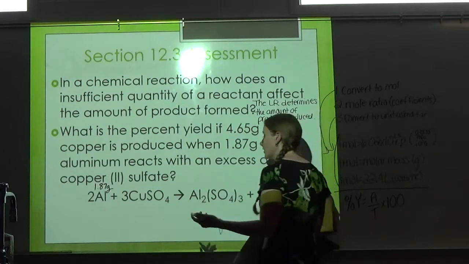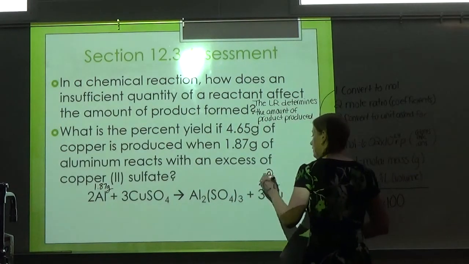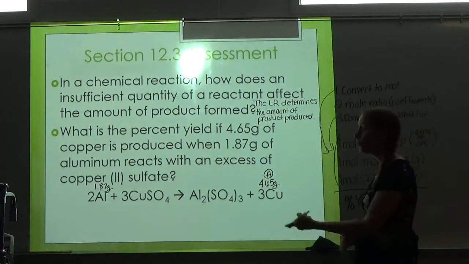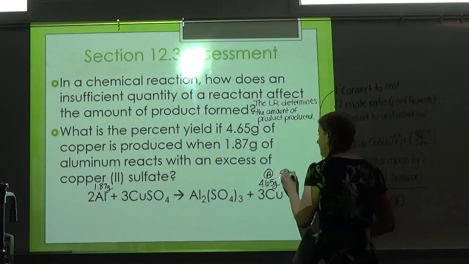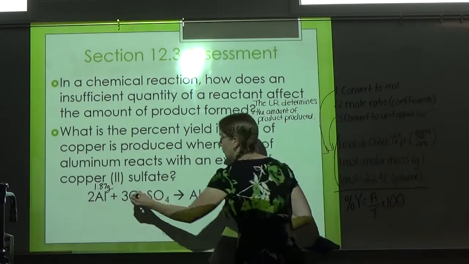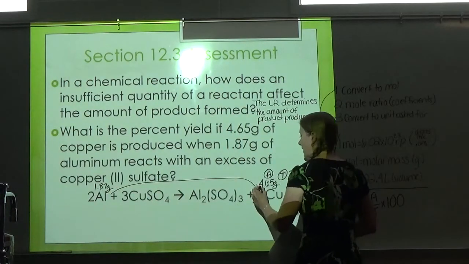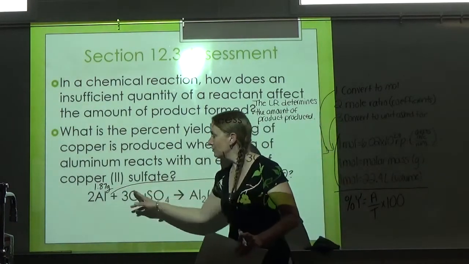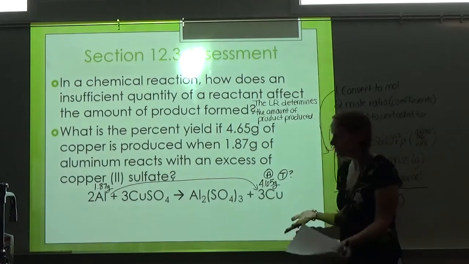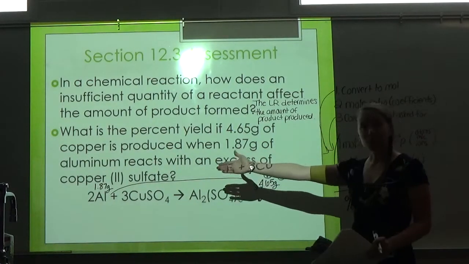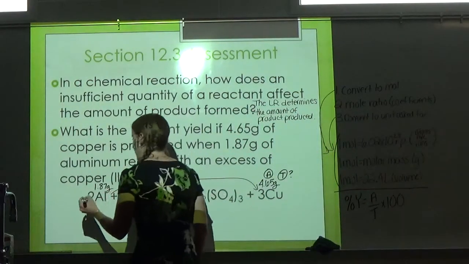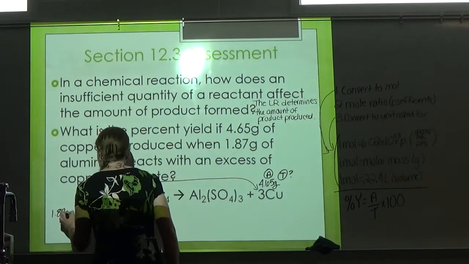So I know this is my actual, because remember, actual has to be a yield or a product. So I need to figure out what my theoretical is so I can get to my percent yield. And since it didn't give me 2 starting amounts, it's not limiting reagent. All right, so I'm starting with what I know, and that's that I have 1.87 grams of aluminum.